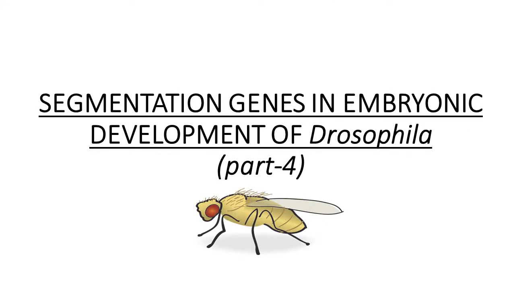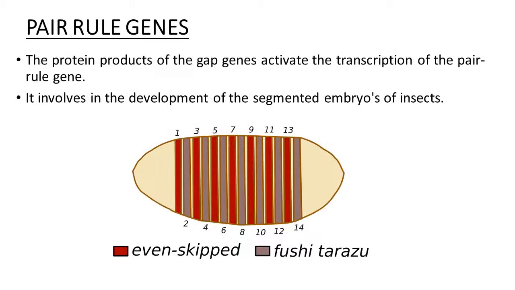Alright, today we will study the next genes that belong to segmentation genes. We had already covered a section about gap genes. The next are pair rule genes and segment polarity genes. Alright, the next group of genes is pair rule genes.